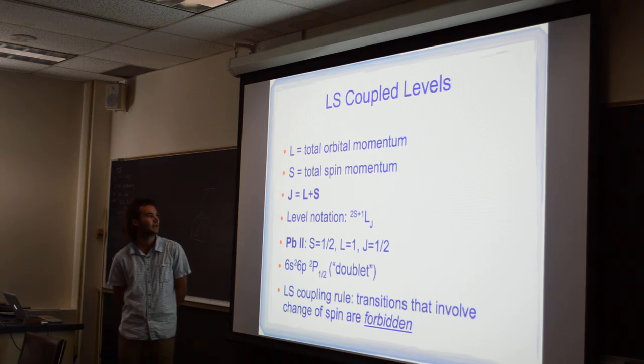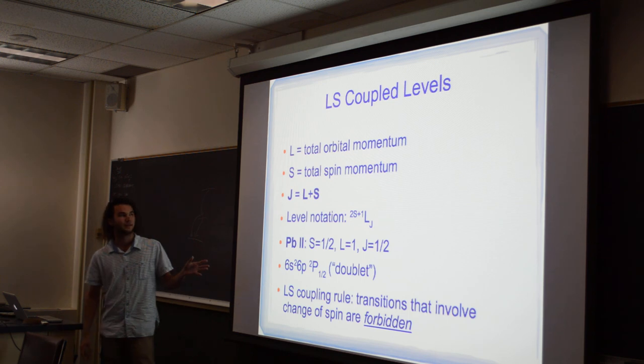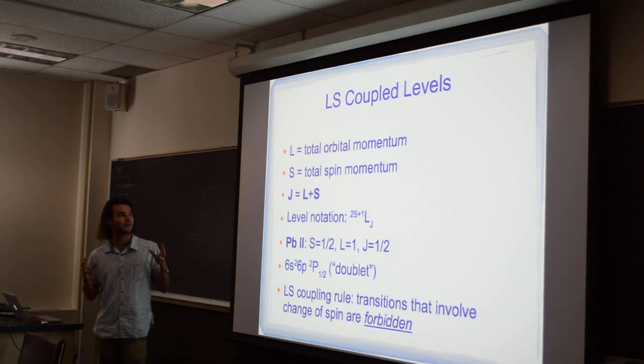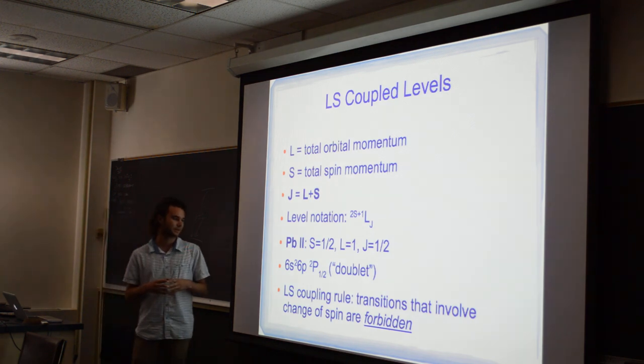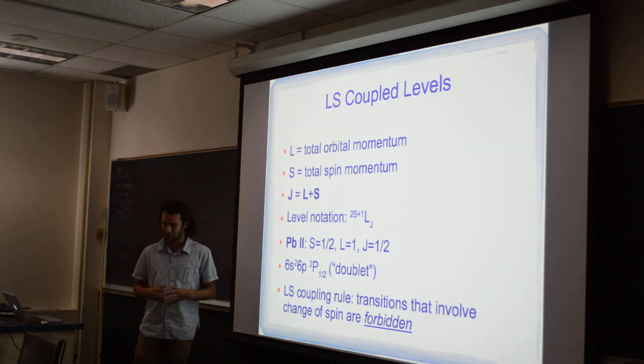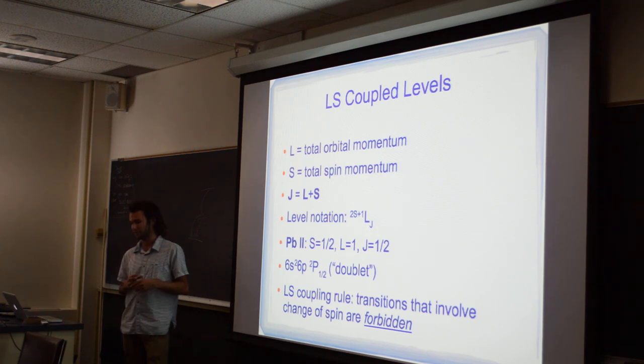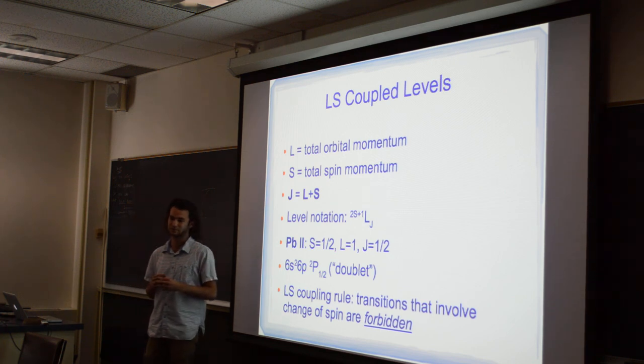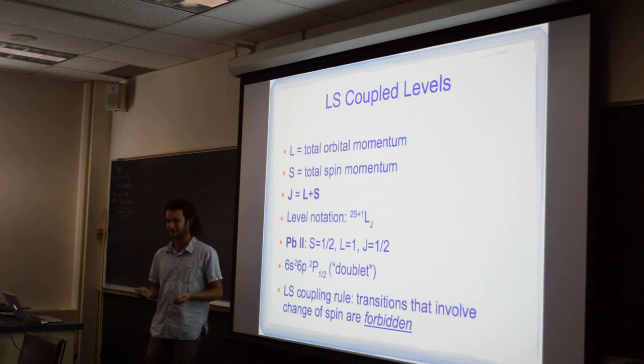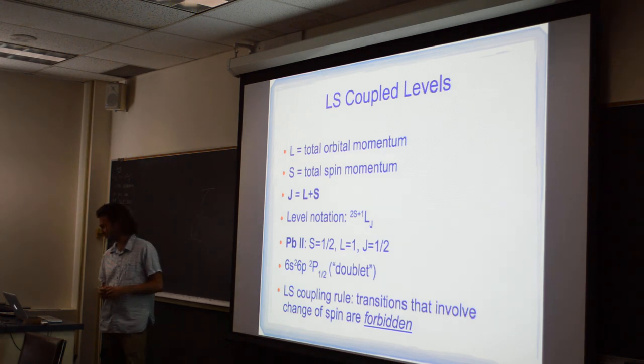But it's important to note that this is only an approximation. LS coupling doesn't always apply when the approximation isn't necessarily that good. Specifically, I'm looking at a quartet P state that shouldn't be able to decay down to the doublet P state, according to LS coupling, but it does, and we have measurements that it does. And so I will show you why.